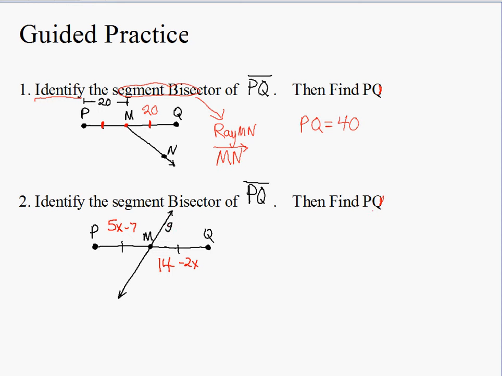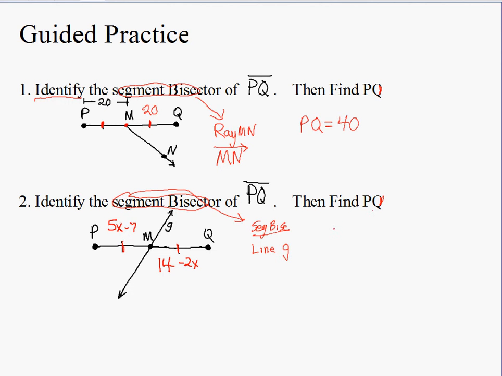So we're going to use G, and we're going to say that the segment bisector is line, and remember we can't use the symbol when it's only one letter, line G. So that's your segment bisector. Now, PQ. I don't have any numbers right here, but I have a dash, and we know that these two line segments have to be congruent.